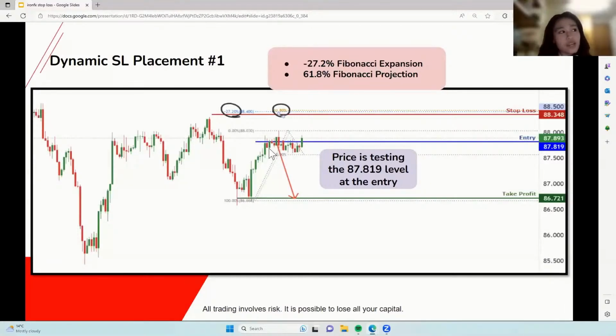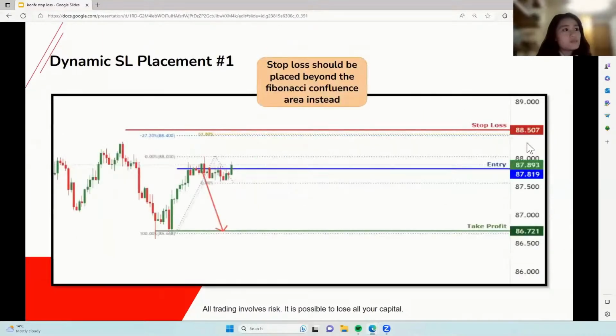And it's even better if you can find a chart indicator or market structure indicator, where basically you look at the chart and you see that, oh, this is a resistance level, and we place a stop loss here. And this stop loss lines up nicely with Fibonacci levels as well, which makes it extra important to take note of. So we see price is testing the 87.819 level at the entry here. We mentioned earlier that stop loss should be placed beyond the Fibonacci confluence area instead of directly on the area. And we'll show you why in the next slide.